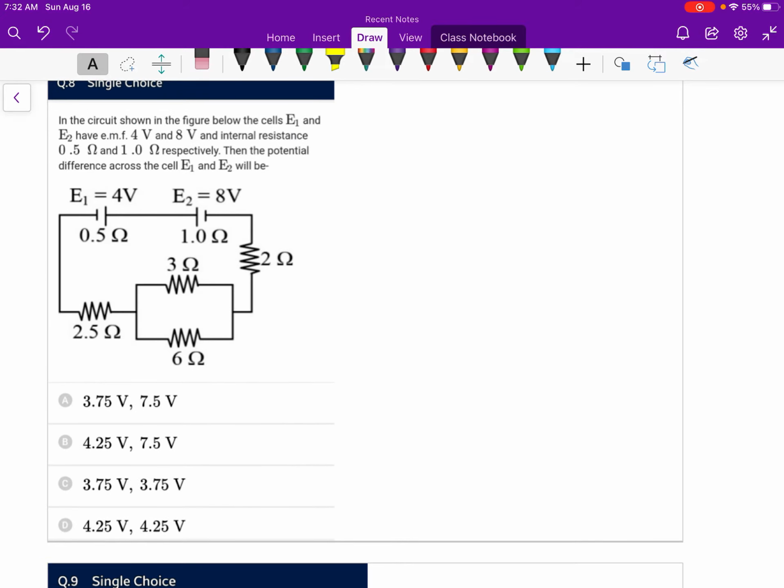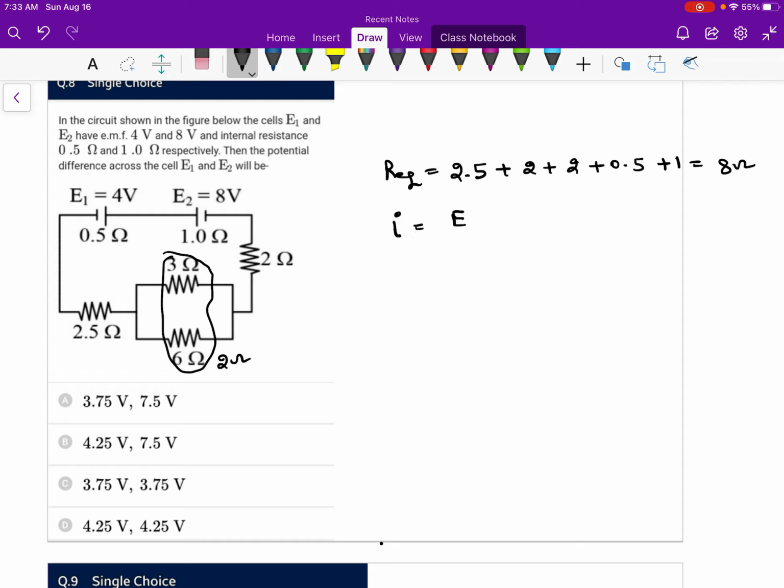Then the potential difference across the elements E1 and E2. So guys, we are observing that the equivalent resistance of 3 and 6 is 18 upon 9, 2 ohm. Equivalent resistance of the circuit is 2.5 plus 2 plus 2 plus 0.5 plus 1. So that is 4, 6.5, 7, 8 ohm. Okay, and current in the circuit is E2 minus E1 upon R equivalent. So that is 4 upon 8, 0.5 ampere. So current flows through the circuit in this direction because polarity of E2 dominates.